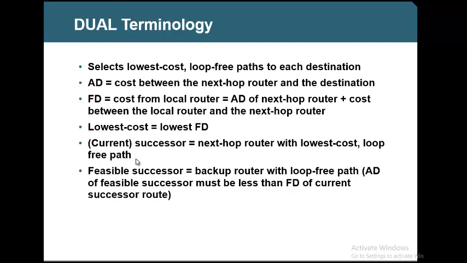First point, DUAL algorithm terminologies. The DUAL algorithm selects a low cost, loop free path to each destination. Second point, the advertised distance is nothing but the cost between the next router and the final destination. You understand? What is advertised distance? The advertised distance is the metric my neighbor gives to me.